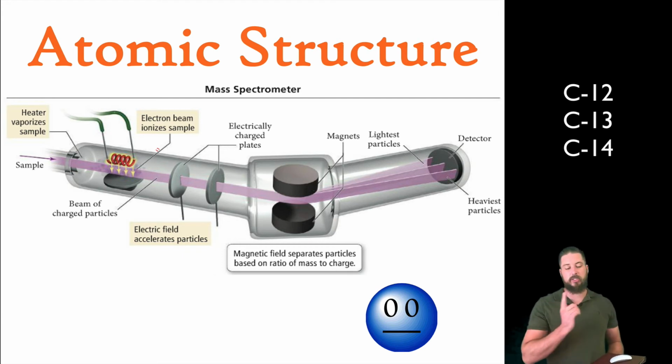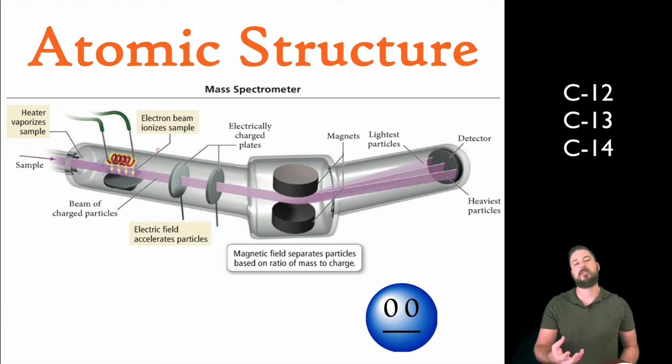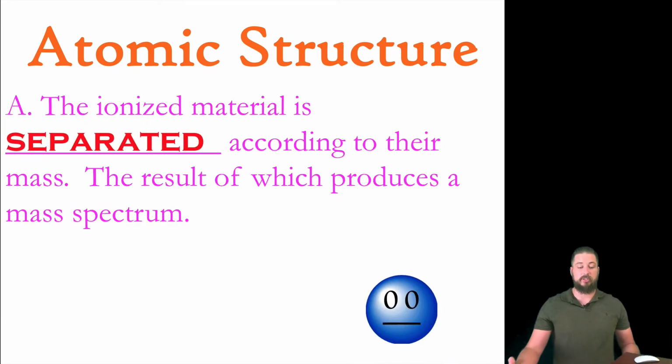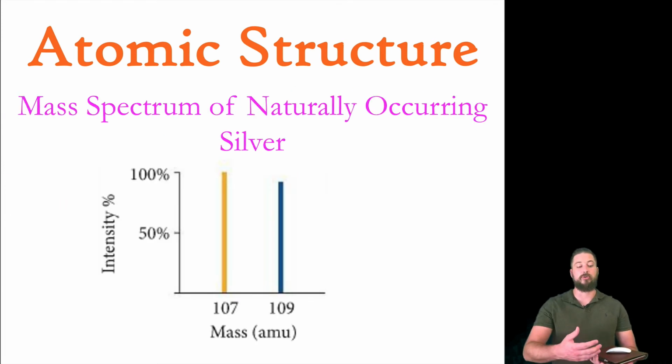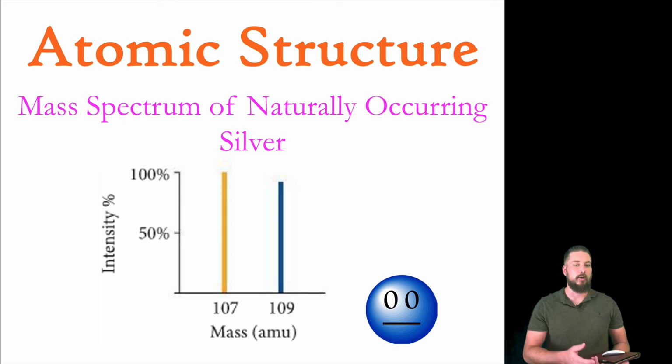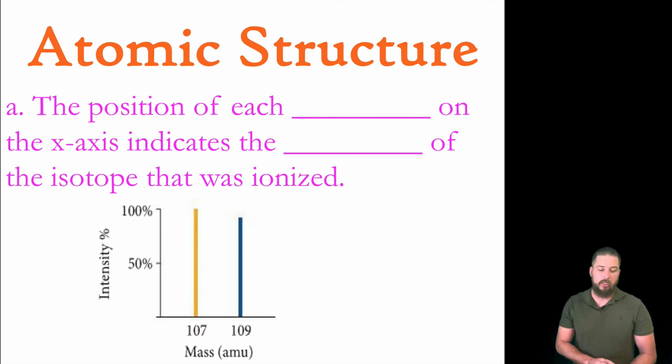Now again, the way this works doesn't matter. I just explained it so you can understand this next part. What this then does is the ionized material is separated according to their mass, and the result of which produces what is called a mass spectrum. And the way the mass spectrum works is that whichever isotope is the most abundant, the sensor will say that is 100%. And then it records the other isotopes as a percentage of the one that is the most abundant. And so I'm going to show you an example of this in just a moment here.